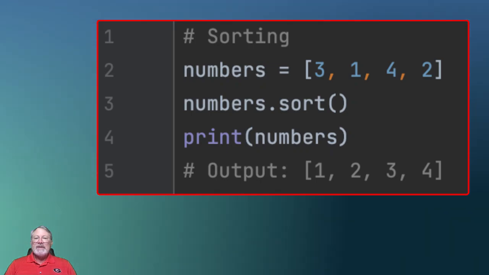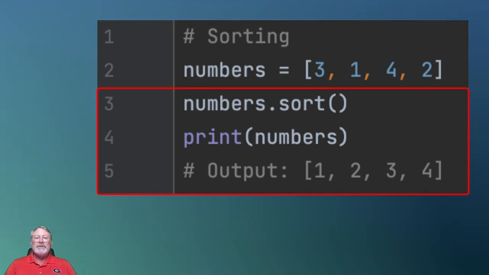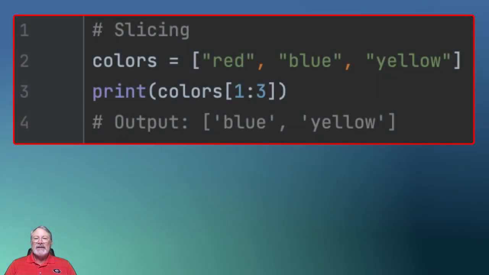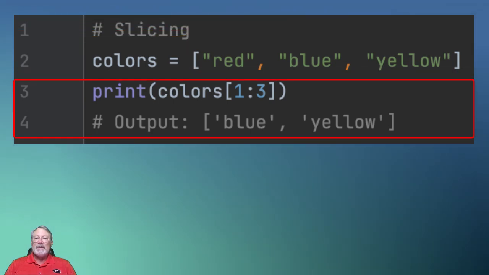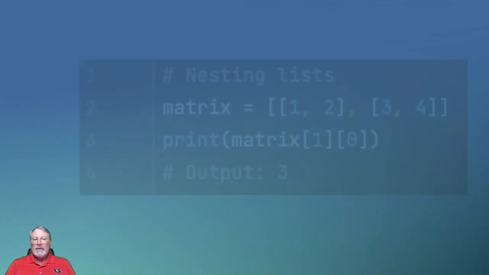List order is maintained, and generally it's in the order that the elements were added to the list. Here we use the list sort method to sort the list in numerical order. We can also slice a list to get at just a portion of the list. In this example, we slice from element 1 to element 2. Recall that the first index of the slice is inclusive, and the last indicated index is exclusive.